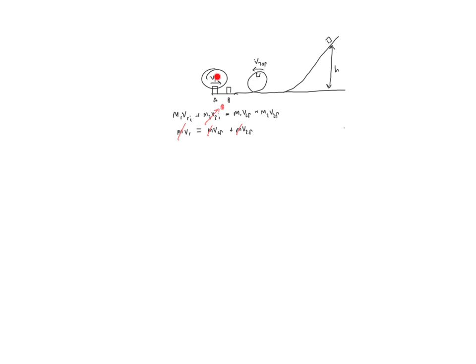So let's say, for example, if V1 was 20 meters per second, V1F and V2F could be 10 and 10, or it could be 3 and 17, or any combination of two numbers that would add up to 20. So how do you figure out what those two numbers are? Well, that's where you have to set up the conservation of kinetic energy, since you know it is a perfectly elastic collision.